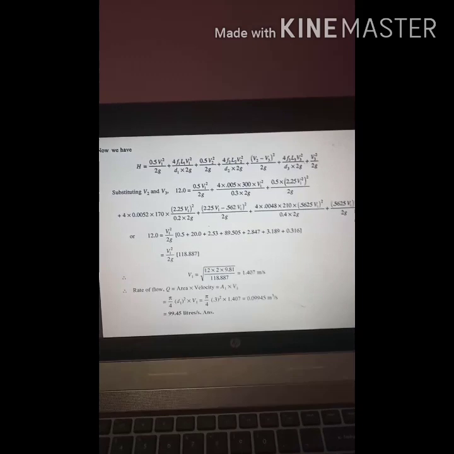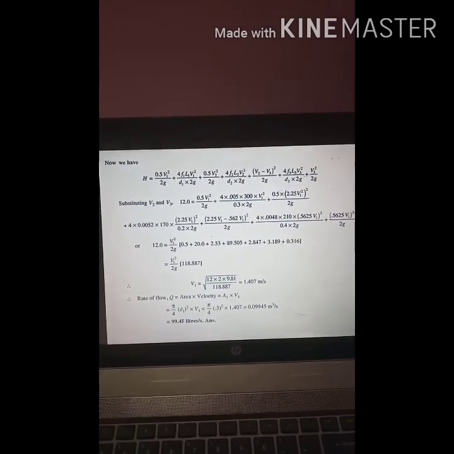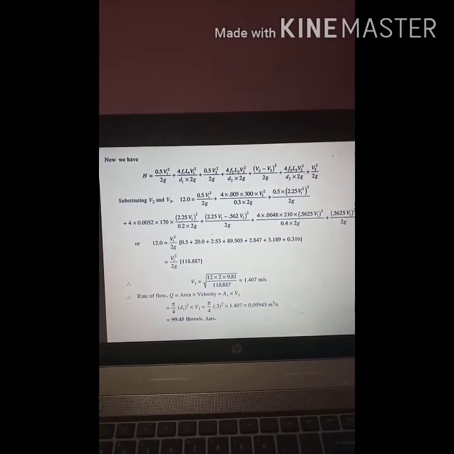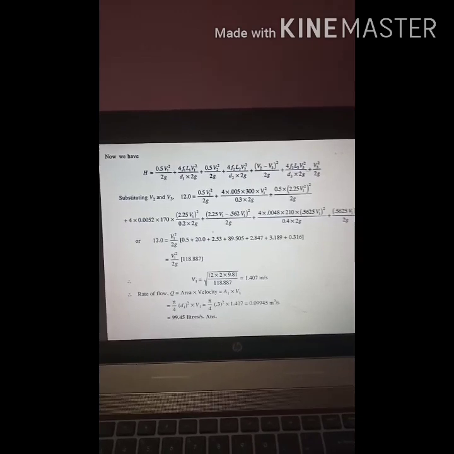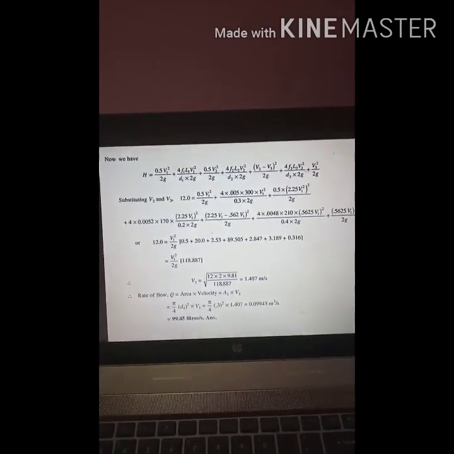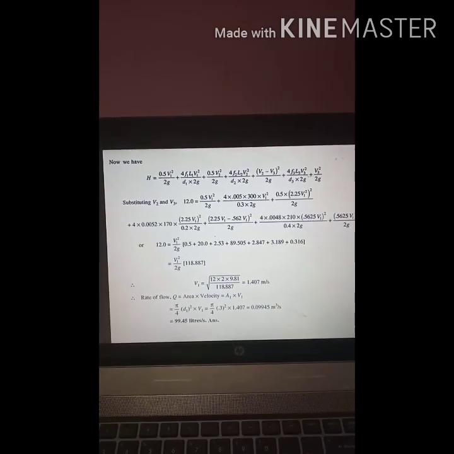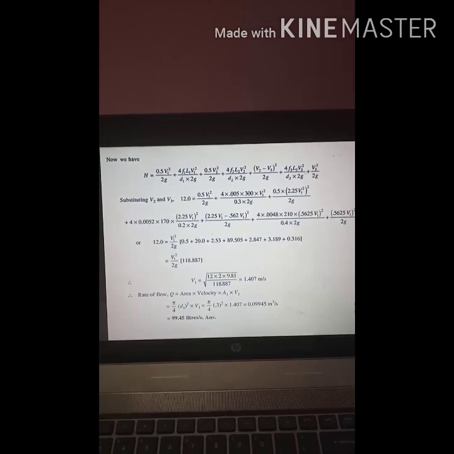Okay, so all these losses and the values given, if you put in the formula, capital H is 12, which is equal to 0.5 into v1 square by 2g plus 4f1 l1 v1 square by 2g d1 plus 0.5 into v2, which you have to express in terms of v1, and again v3 you have to express in terms of v1. Putting all the values of v2 and v3 in terms of v1, you will get the value of v1 as 1.407 meter per second.